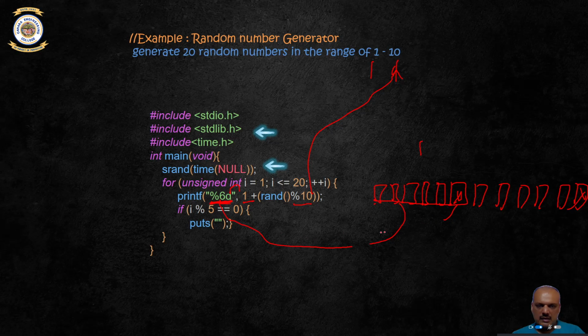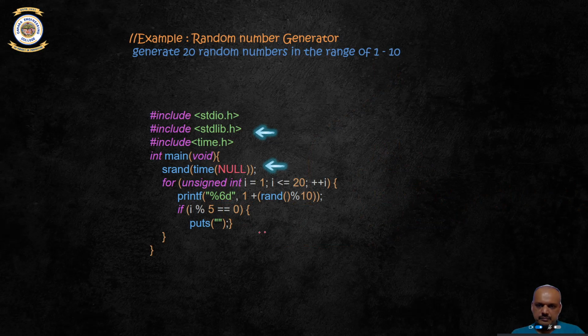So that's it. This is for that percentage 6 d. So that is what happens out here.